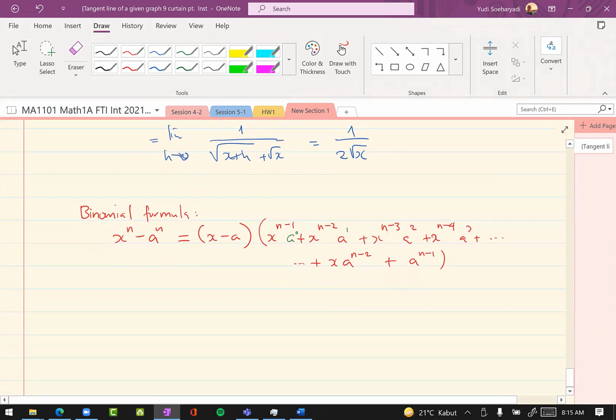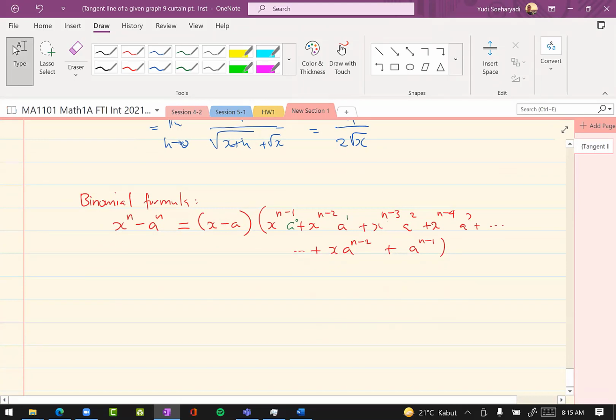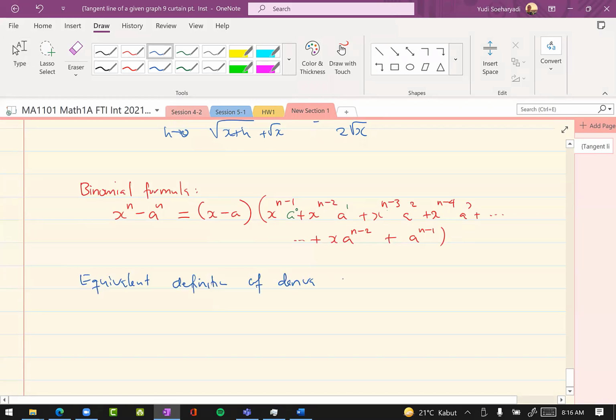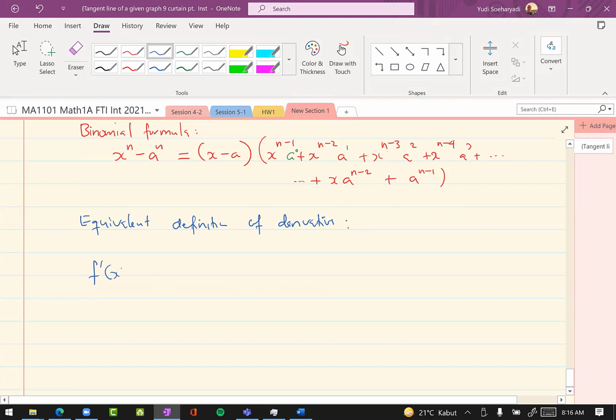Let's compute again the equivalent of the derivative. So you can compute this way. This is the original. And you can also write something like this.